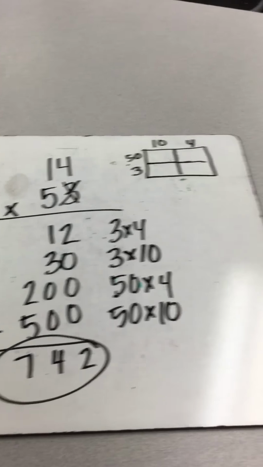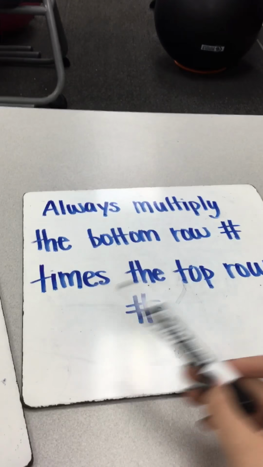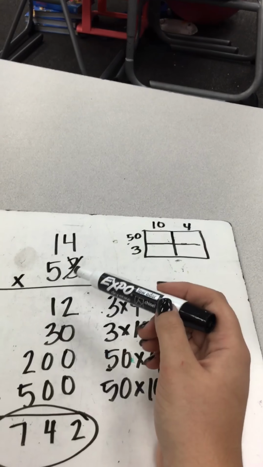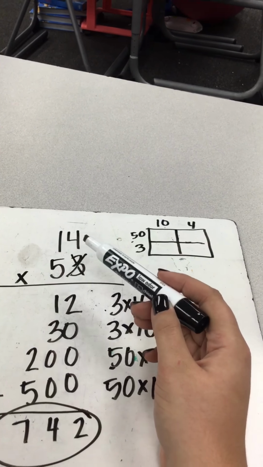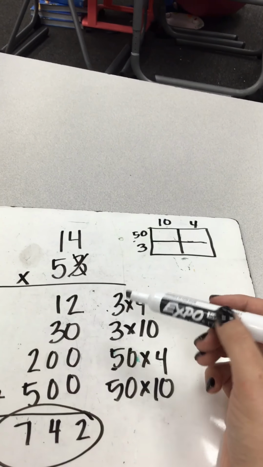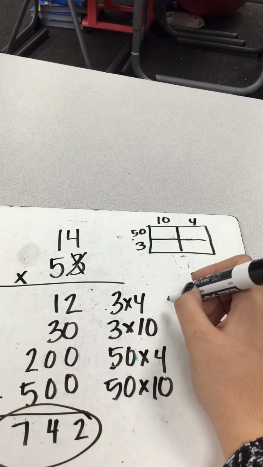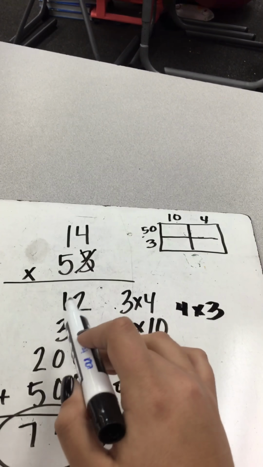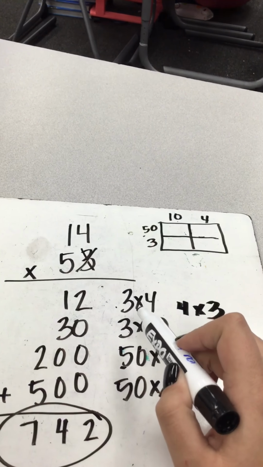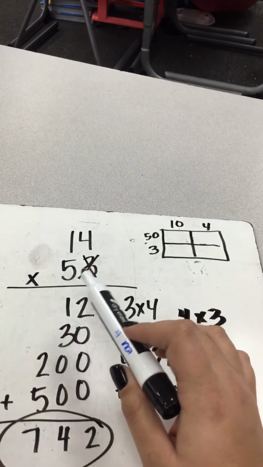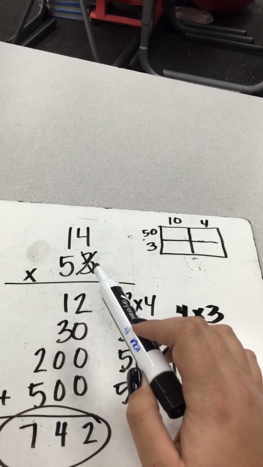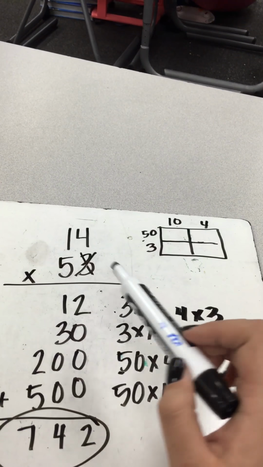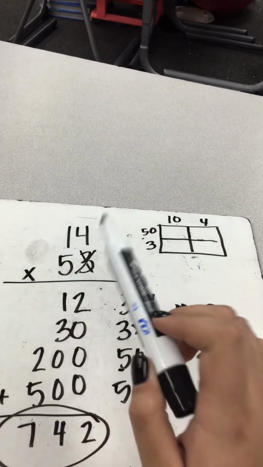And then also something that I always tell them, I wrote on here, is to always multiply the bottom row number times the top row number. Just like I talked about at the beginning, they are going to be multiplying a number down here to a number up here. Also, a lot of them, even for this one, would write 4 times 3, and while the product of 4 times 3 is the same as 3 times 4, I try to always get them to write the bottom number first, because once we get into the standard algorithm, it's a lot easier to lose track if you don't remember what you've multiplied. So remembering that it's the bottom number times the top number.